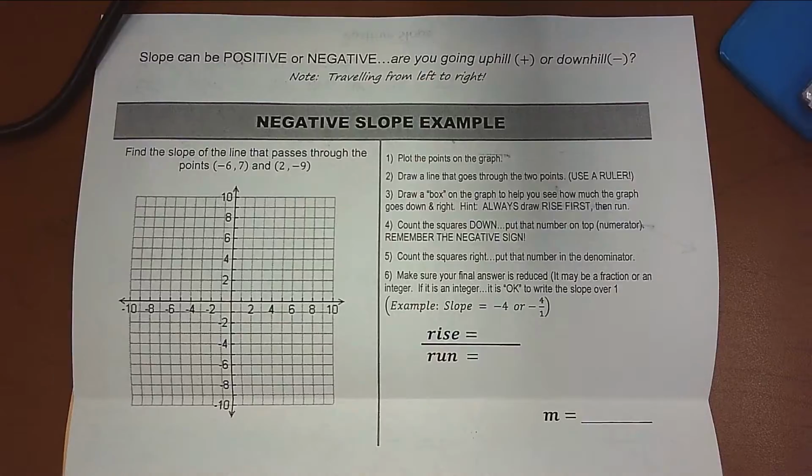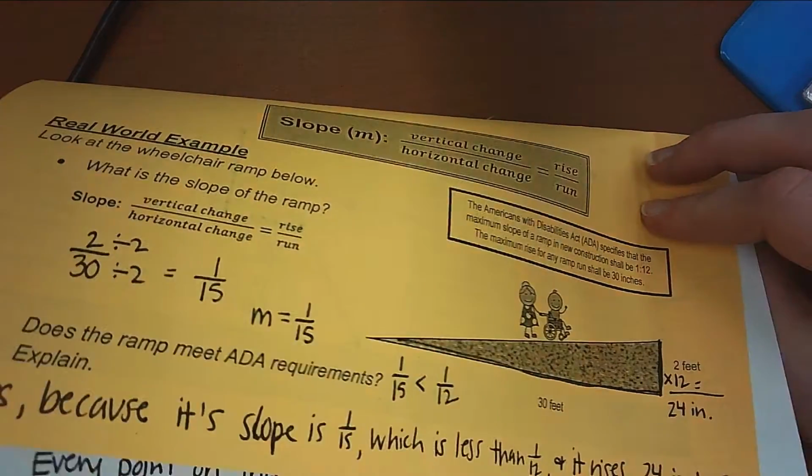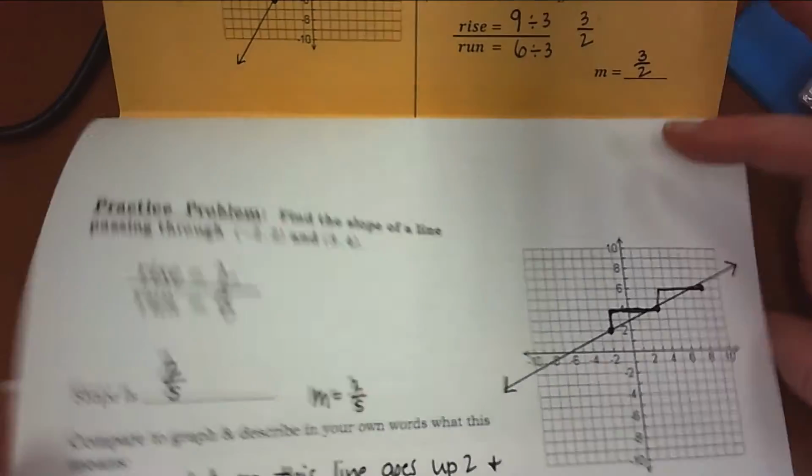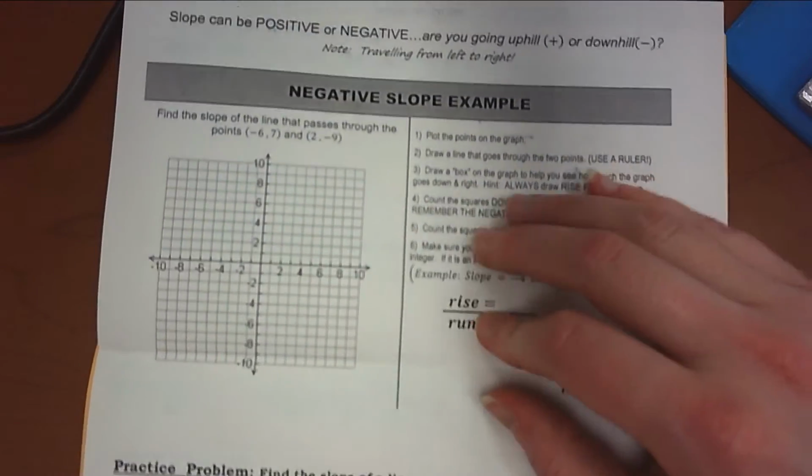So we've dived into what is slope with a real-world example with the handicap ramp. And then we worked on some positive slope examples, 2 positive slope examples. And now we're going to open up to the tab that says negative examples.